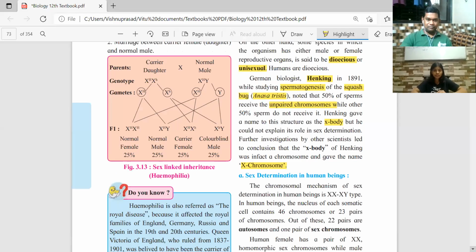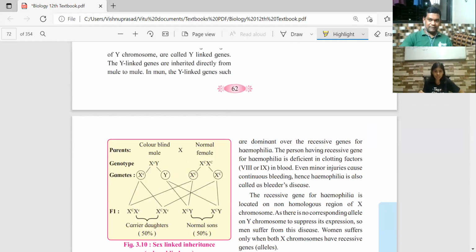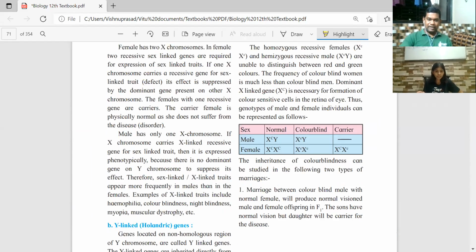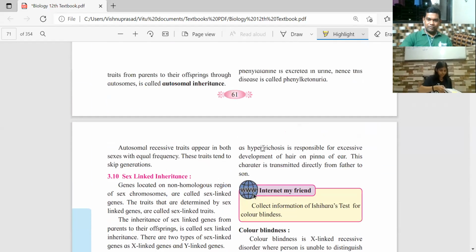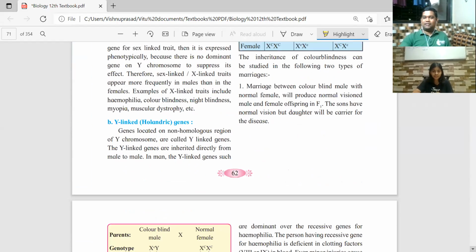That is given in this lesson also. Take a look. Hemophilia, color blindness. See this: Y-linked or Hollandric genes. The example is hypertrichosis. This kind of feature is transmitted directly from father to son. Inheritance cannot happen through the female. So remember, genes located on the non-homologous region of the Y chromosome are called Y-linked.